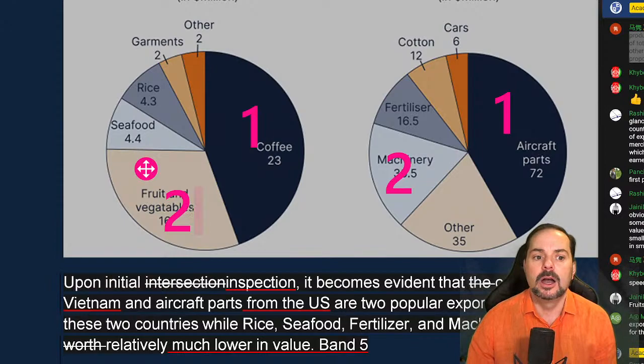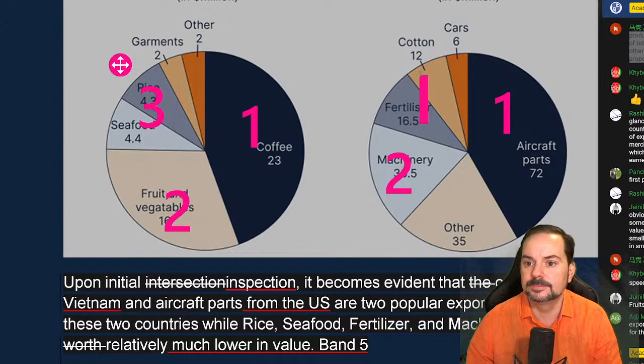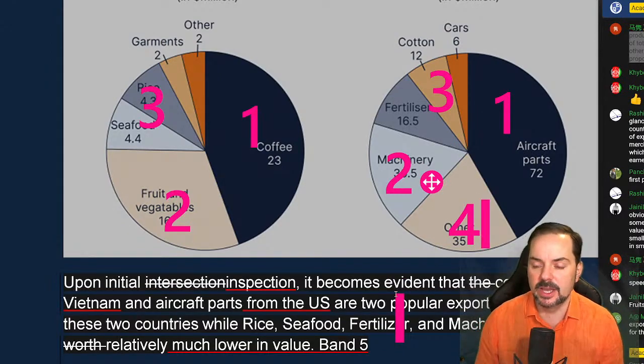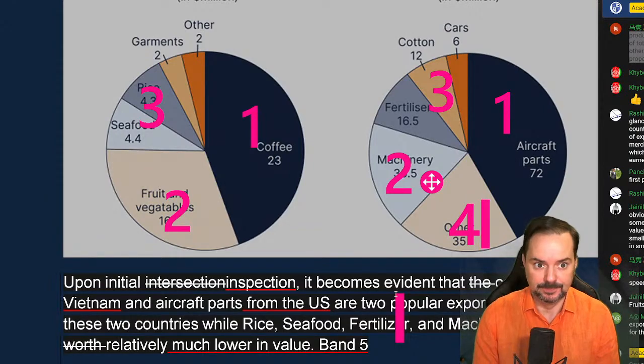Okay. And then my third point of comparison would be maybe these here. Okay. And then this would probably be my fourth point of comparison. Okay, others from the US is kind of the last piece.